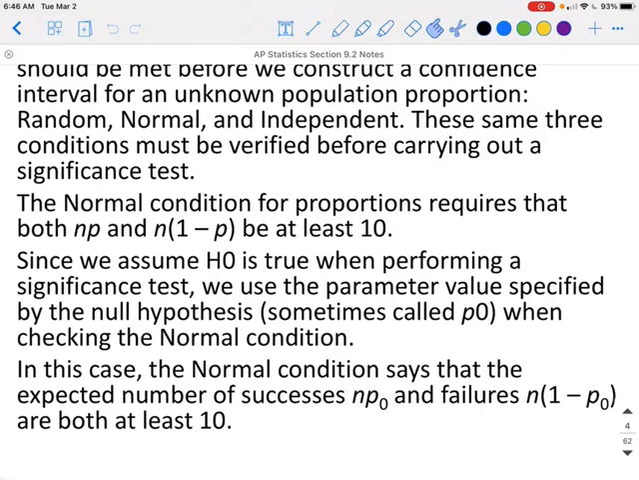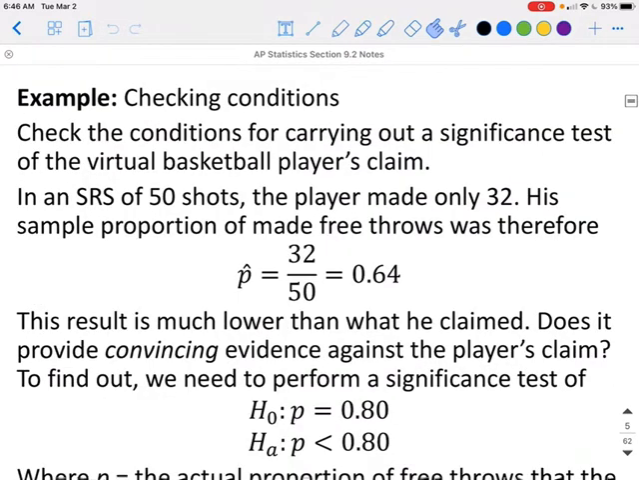Since we assume that the null hypothesis is true when performing a significance test, we use the parameter value specified by that null hypothesis. Sometimes we're going to call that p sub 0. When checking the normal condition, in this case, the normal condition says that the expected number of successes is going to be n times p sub 0, and the number of failures will be n times 1 minus p sub 0, and both of these are at least 10.